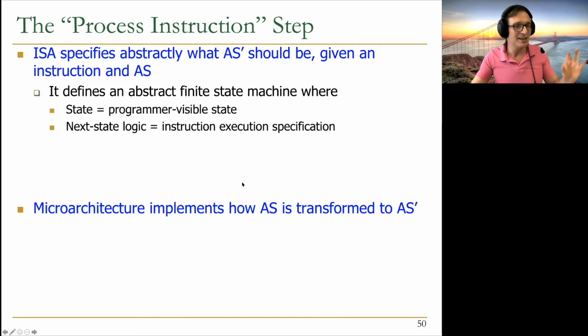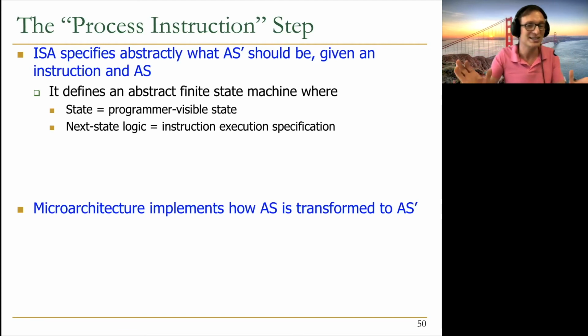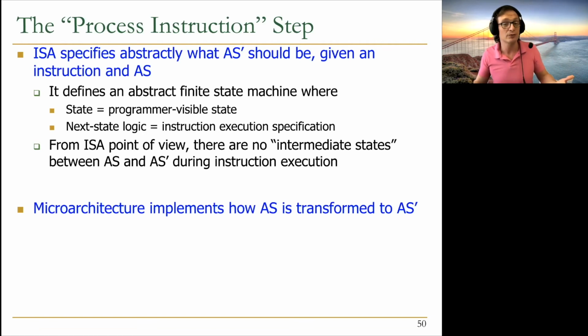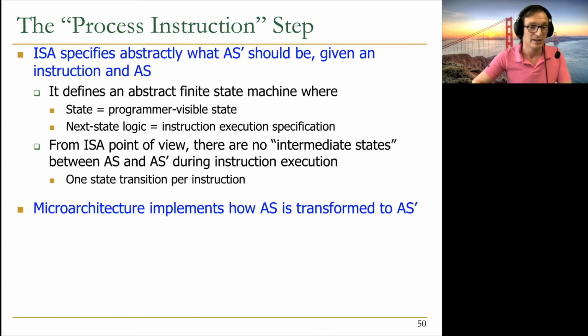So if you think about an ISA, it's really a finite state machine for a given instruction. It defines an abstract finite state machine. And you all know about finite state machines from the sequential logic lecture, right? You have this abstract finite state machine where state is the programmer-visible state, and the next state logic is the instruction execution specification. And your goal is really to implement that finite state machine. So from an ISA point of view, there are no intermediate states between architectural state and architectural state prime during instruction execution. Okay, one state transition per instruction, essentially.